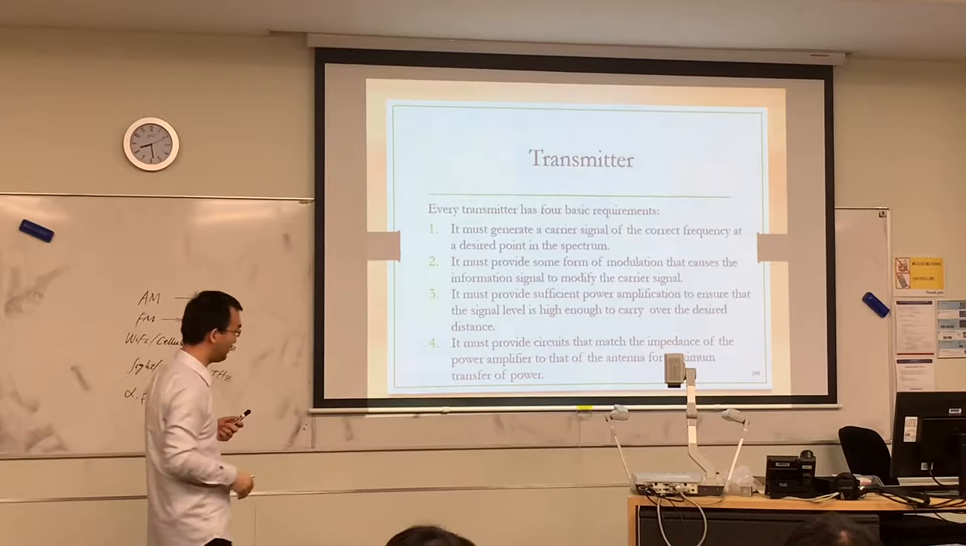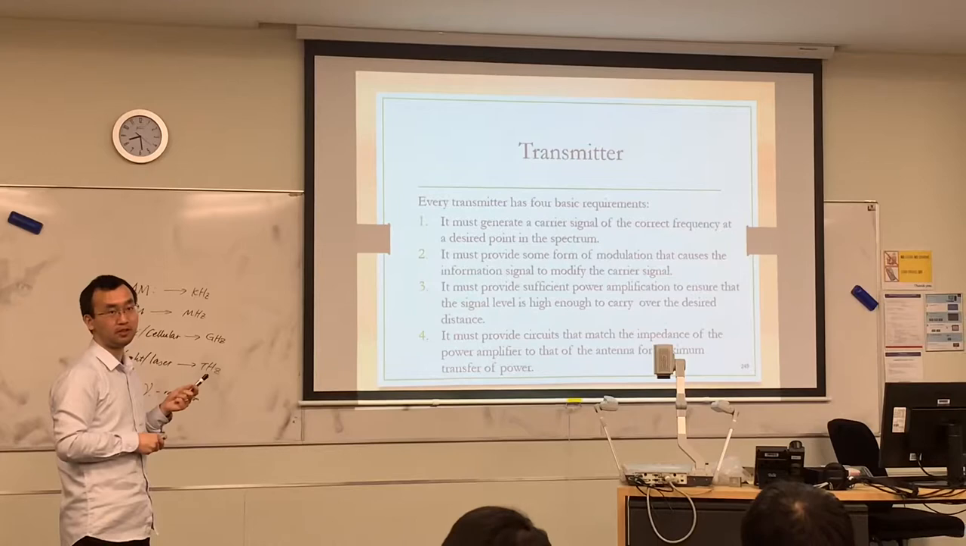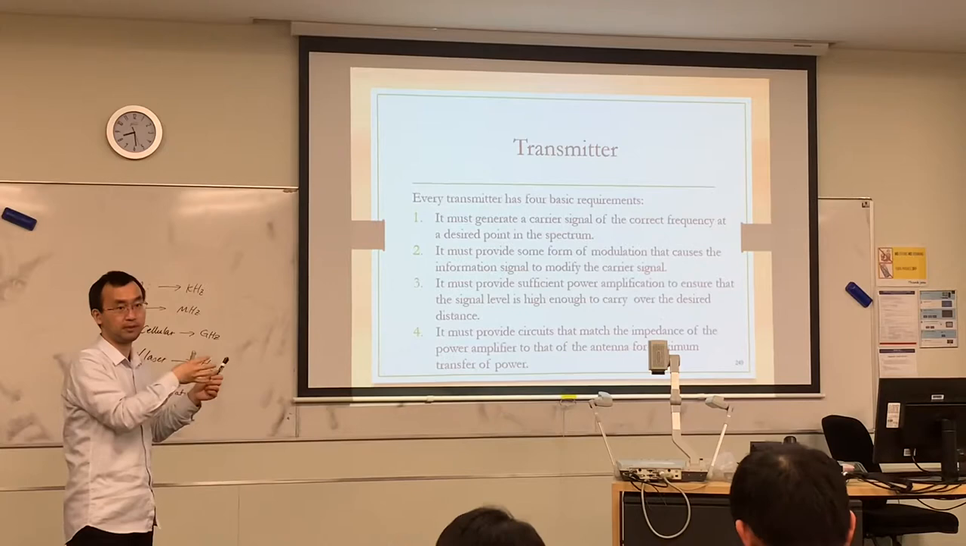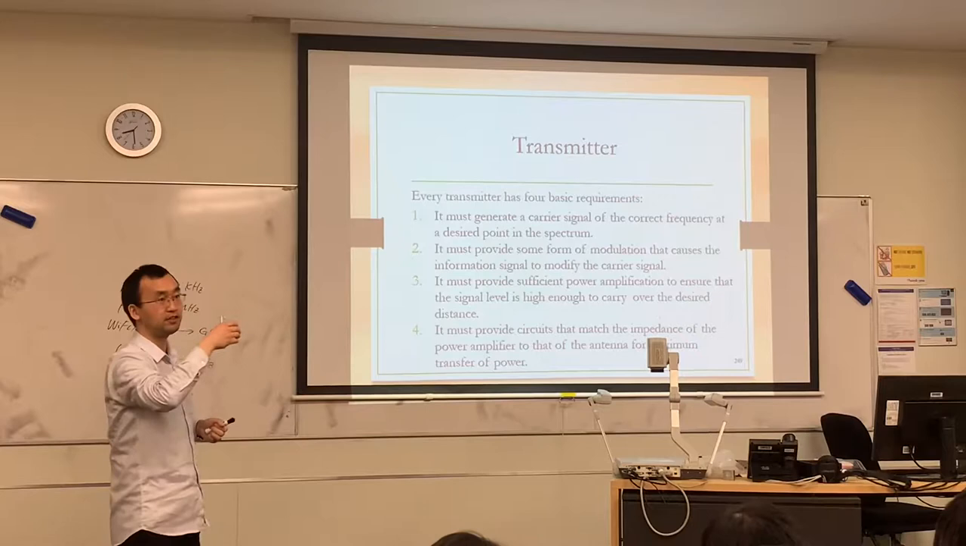The second one is, you must have a certain form of modulation, right? Remember, the main purpose of modulation is to make sure the signal is suitable for the corresponding channel, right? For example, if you are going to send through wireless, then you need to use higher frequency. But the frequency cannot be too high. It's in terms of kilohertz or megahertz.